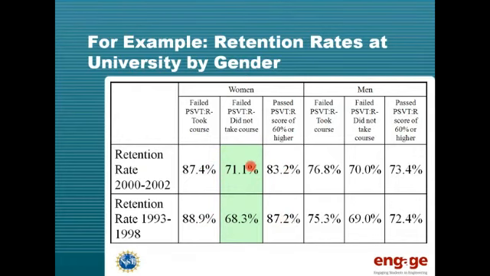However, for the women who failed the Purdue test and did not take the course, we do see a statistically significant difference between these students and these students. For the men, we see similar trends. However, none of these are statistically significant. However, they are encouraging, as we also appear to be retaining more men through this spatial skills intervention.